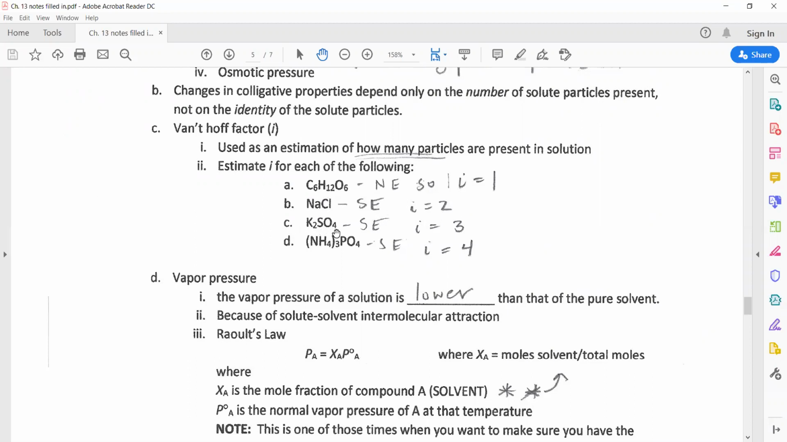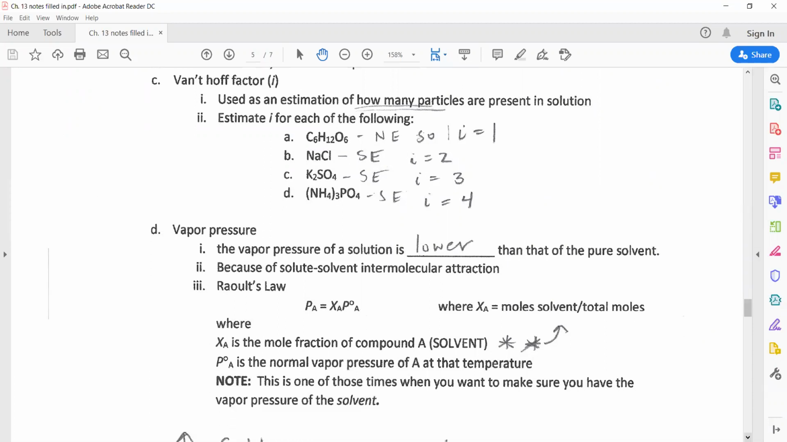K2SO4, also ionic, so therefore strong electrolyte. It will actually produce 3 ions because you're going to get 2 potassium ions and 1 sulfate. So you're getting 3 particles for every compound. And then ammonium phosphate, it's also ionic, 2 polyatomic ions. It's a strong electrolyte, will break up. You get 3 ammoniums and 1 phosphate, so you get i equals 4. So we'll just have to use that multiple times as we go through these.